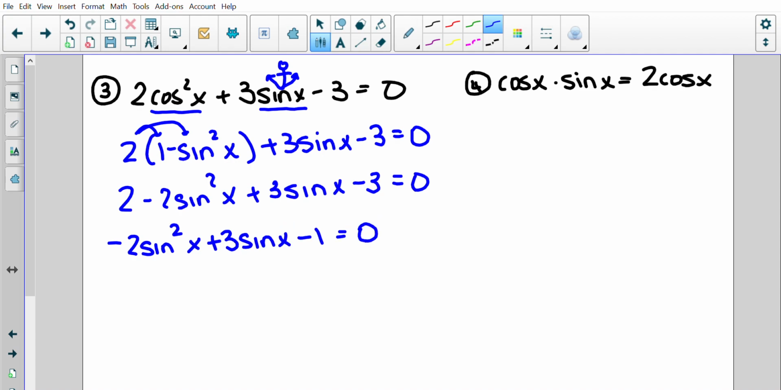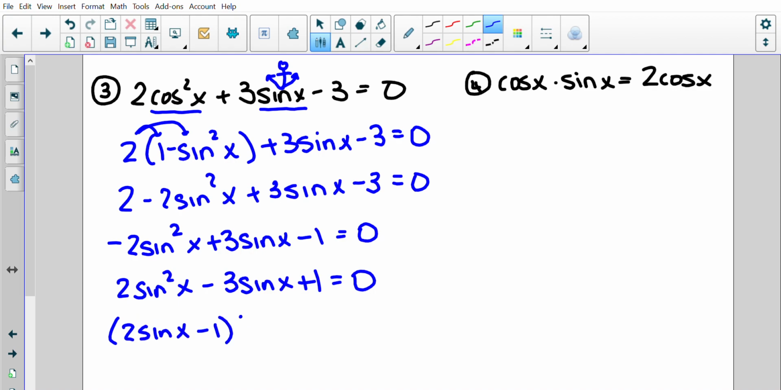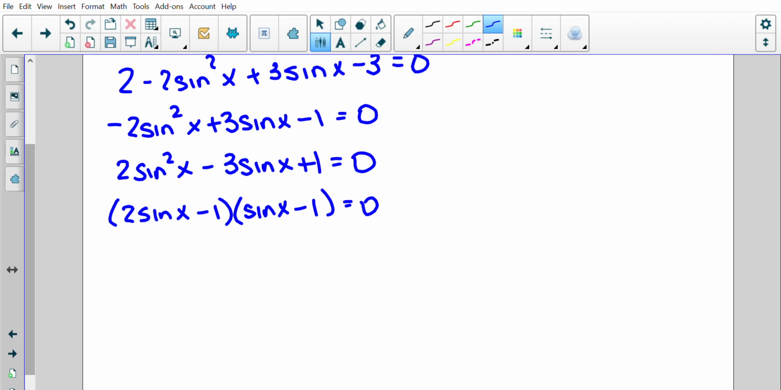Now, I don't know about you guys, but for me, whenever I factor, I don't like when my leading term is negative, so I'm just going to divide everything through by negative 1 and change all the signs. So that becomes 2 sine squared x minus 3 sine x plus 1. And now I have to factor that guy, okay? And so those factors end up being 2 sine x minus 1 times sine x minus 1 equals 0. And again, you set each factor equal to 0 and solve.